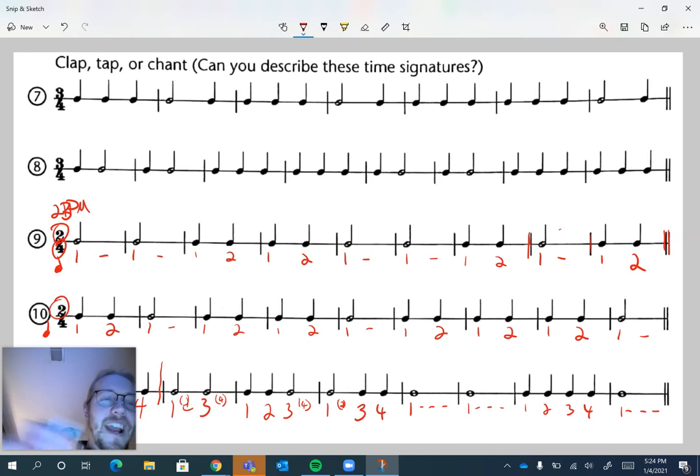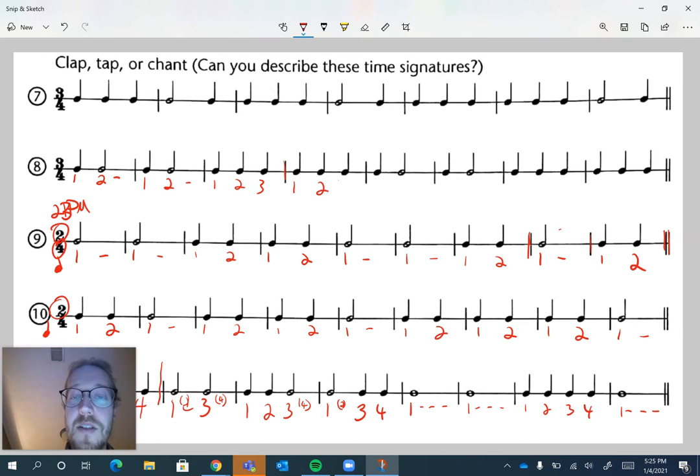Okay, looking at number 8, kind of going in reverse order here. Now we've got 3/4. So we've got 3 beats in our measure. And again, the quarter note gets 1 beat. So this is 1. That would make this 2, because it's worth 2 beats, so it's beats 2 and 3. Same exact rhythm here. 1, 2, 1, 2, 3. There's our 3 quarter notes. That's typical of 3/4, 3 quarter notes in a measure.